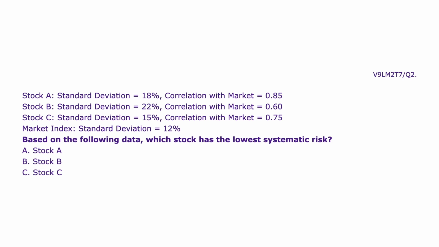Based on the following data, which stock has the lowest systematic risk? A. Stock A. B. Stock B. C. Stock C.